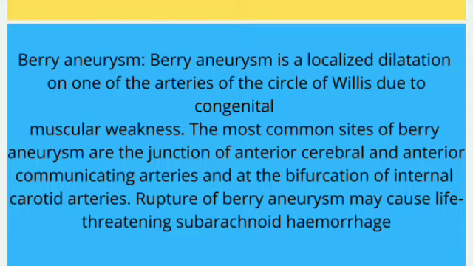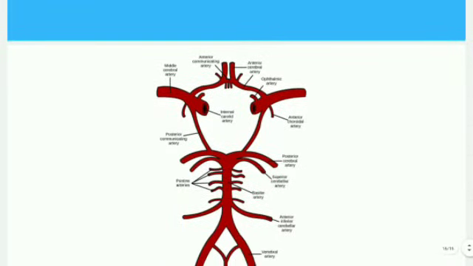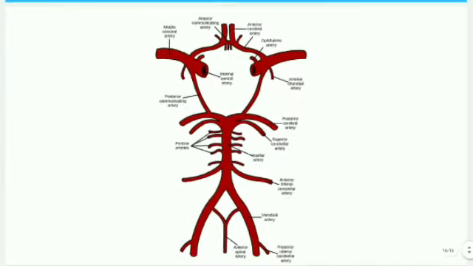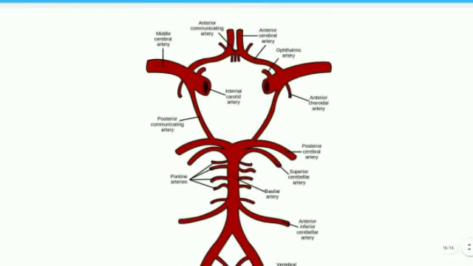The very important thing that we have to remember is that rupture of Berry aneurysm may cause life-threatening subarachnoid hemorrhage. So now we are going into this picture. This is the circle of Willis. You can see there is the anterior communicating artery that joins the two anterior cerebral arteries, right? Is it clear, everyone? Okay, I hope it is clear to everyone.